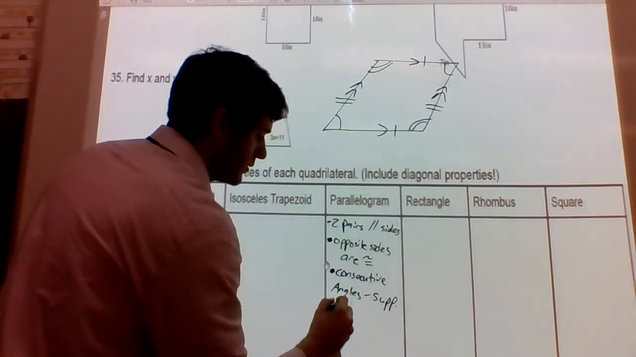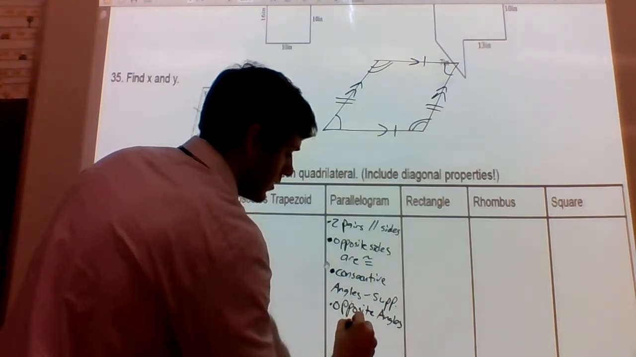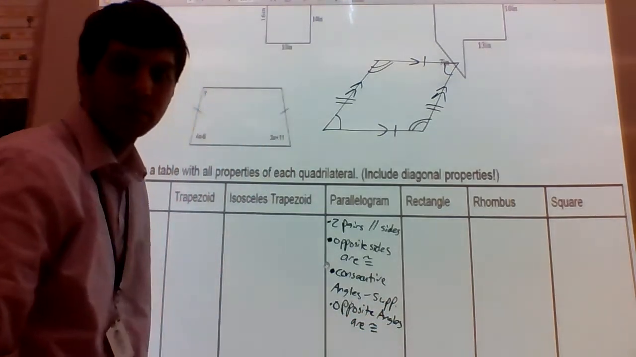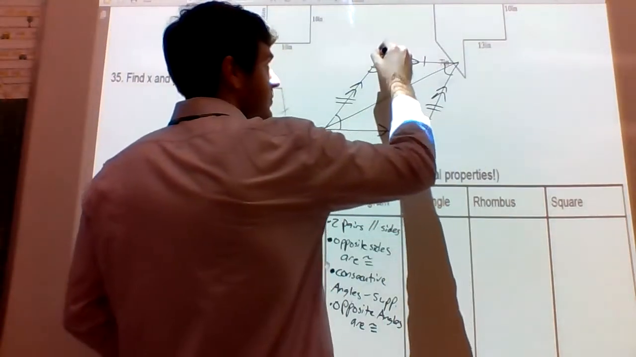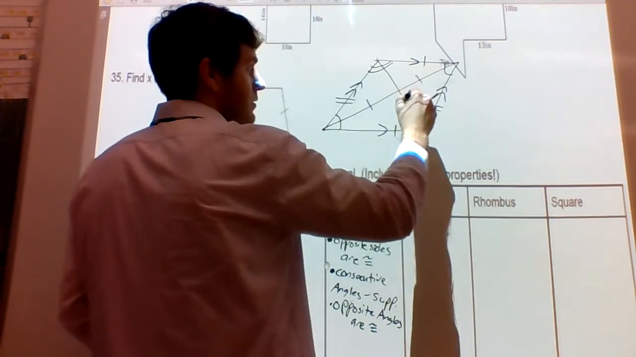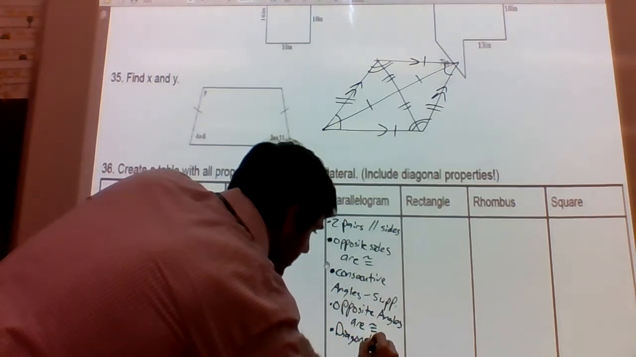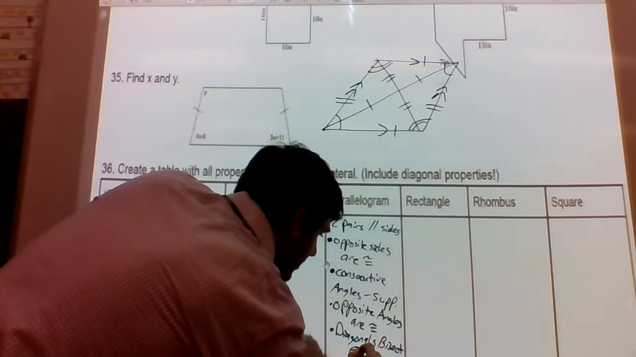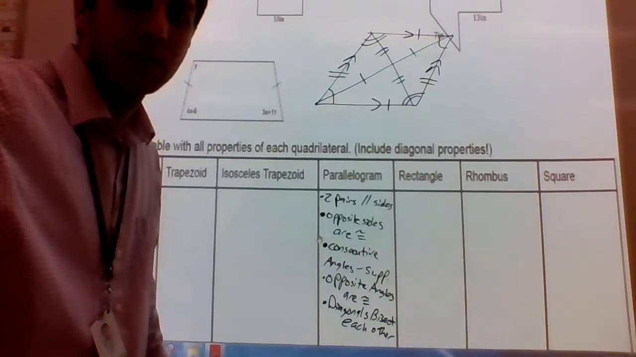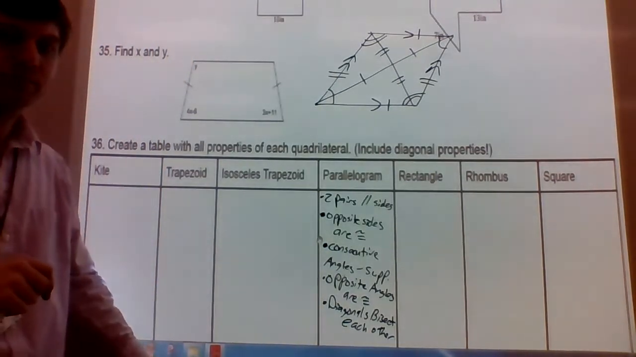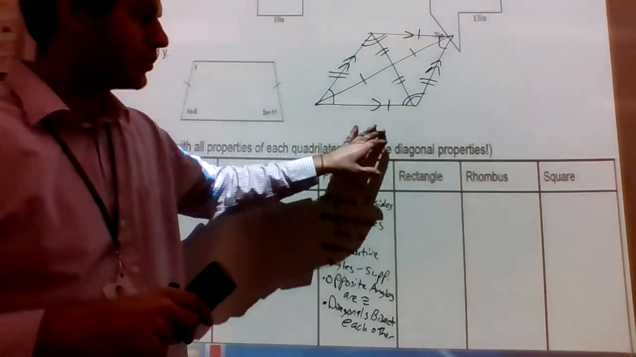We know opposite angles are congruent. And then our last property here is that the diagonals bisect each other. You guys can see that at the bottom. Diagonals bisect each other.